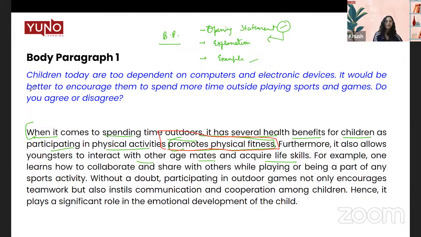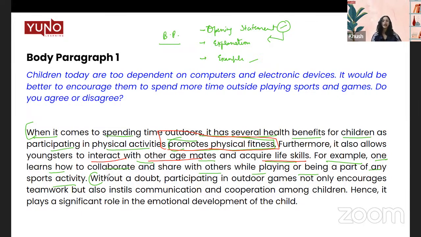This is an additional idea that I'm going to talk about: interaction with other age mates and life skills. See how we've given it an example. For example, one learns how to collaborate and share with others while playing or being a part of any sports activity.